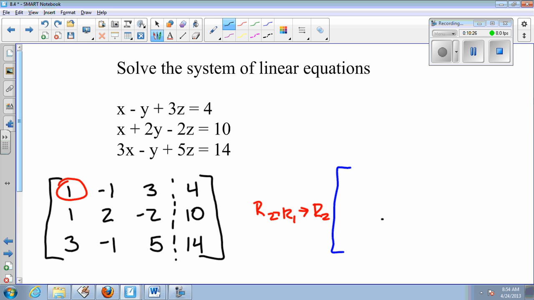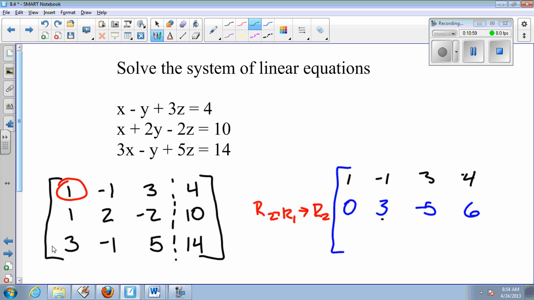So row 1 stays the same, 1, -1, 3, 4. And then we take row 2 minus row 1. So 1 minus 1, that goes to 0. 2 minus -1, that goes to 3. -2 minus 3, that goes to -5. And 10 minus 4, that goes to 6. The nice thing about a matrix is you can do multiple steps with different rows.